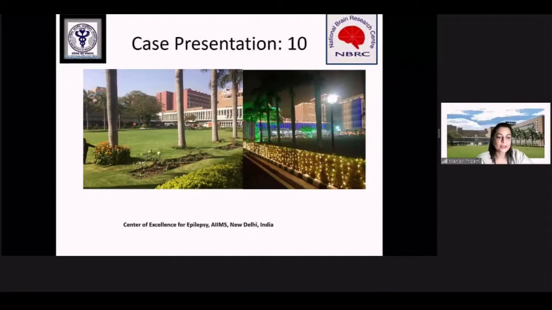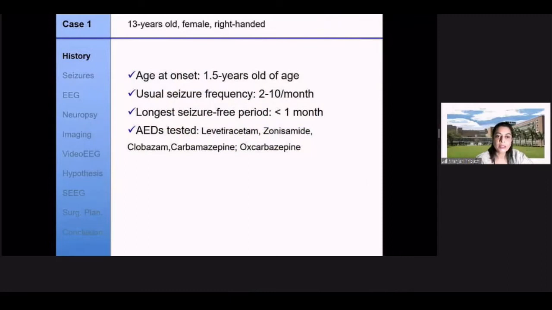So this case was actually discussed several times in our pre-surgical evaluation meeting because we found it to be pretty challenging. She's a young teenager, around 13, 14 years old. And she was brought from a western city in India, which is about, say, 700 kilometers away.